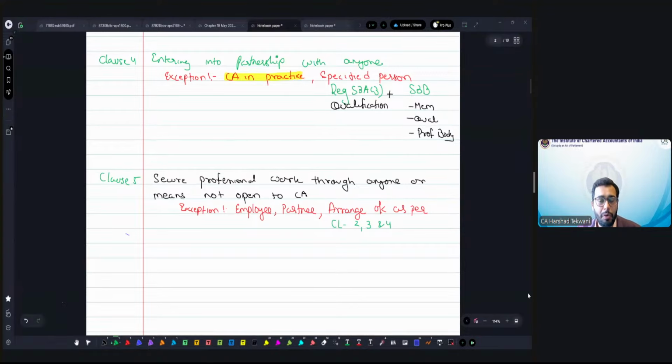That means if you enter into a partnership with the person specified in regulation 53B and you secure a work, fine. So 53A 1, fine. 53A 3, fine. Yes. Okay. So what is allowed by clause 2, 3, and 4 shall not be restricted by clause 5. And employee and partner, they are also fine. So if you secure professional work through employees, partners, or arrangements which are okay as per clause 2, 3, and 4, it is fine as per 5 also.